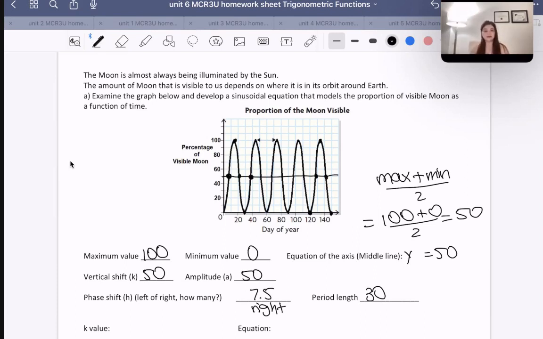So keep in mind, vertical shift and amplitude aren't usually the same thing. They just are in this scenario for that reason, but they're referring to two different things, and that's important to note.